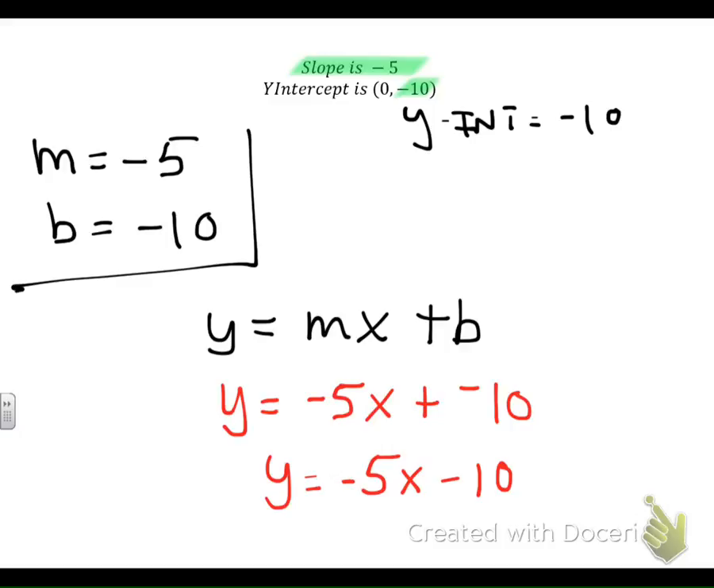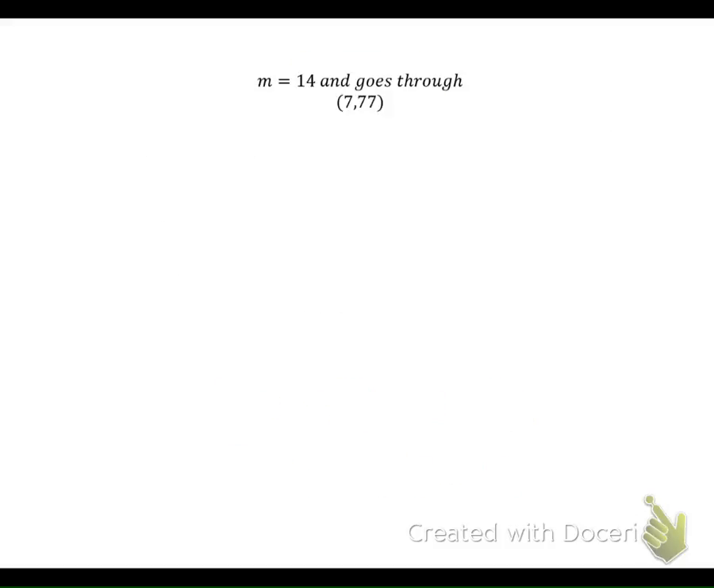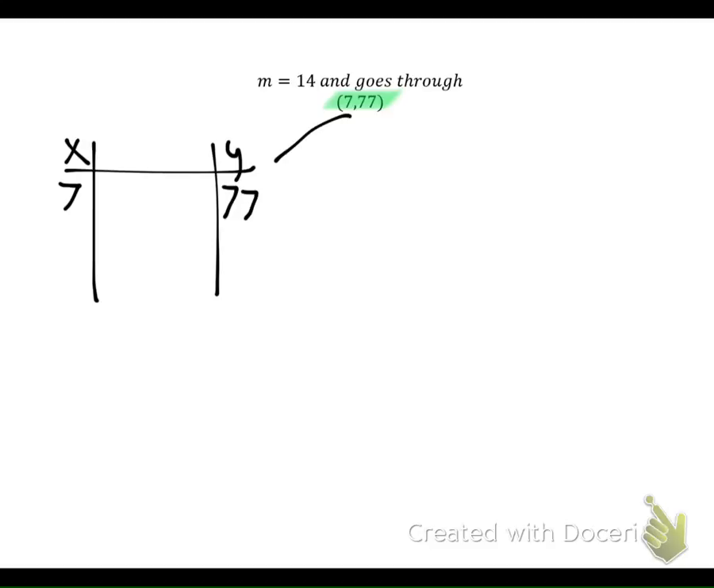Okay, so let's take a look at another example we have here. Sometimes they're going to give you the m and they may give you a point. Now what I like to do is whenever I have a point like this, I like to make a table, because that's going to help me kind of organize my ideas. So I have my x, I have my y, and my x value is 7, my y value is 77. So I just put this point into my table. Now, I'm still looking for my m and my b.